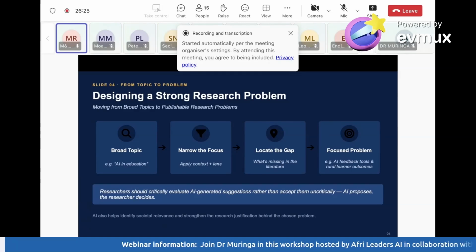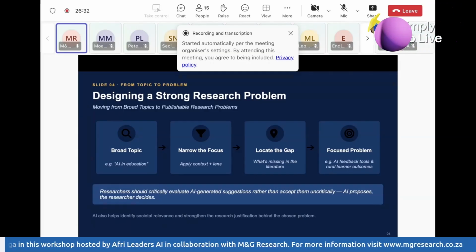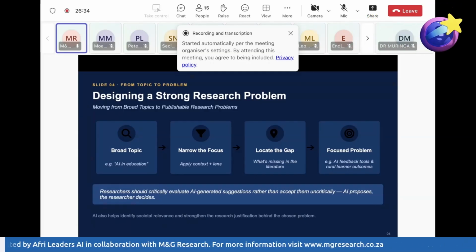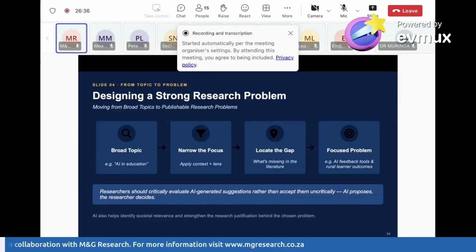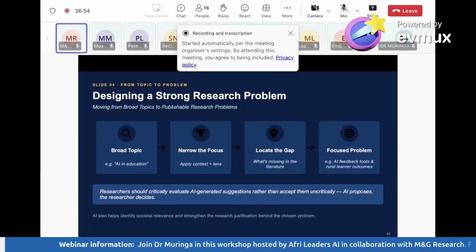So we want to look at how to integrate AI from topic development to the problem, right? Where we want to design a strong research problem, and we're saying we need to move from broad topics to publishable research problems, right? So you move from the broad until you come to a focus problem, where the broad topic will be AI in education.